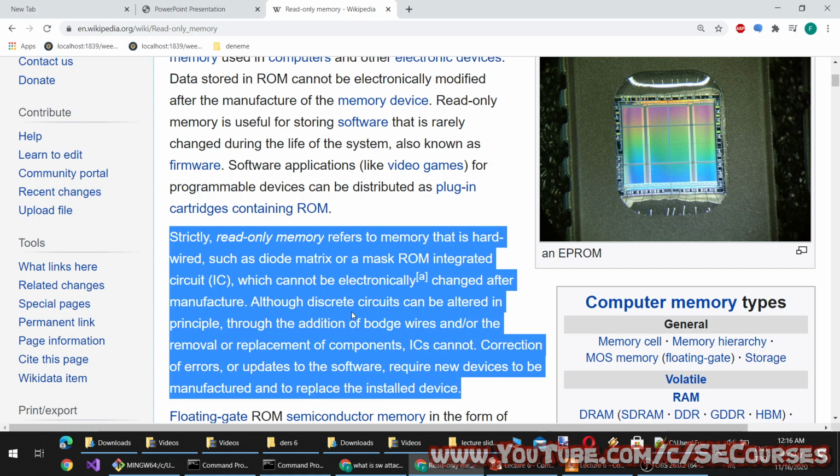Strictly, read-only memory refers to memory that is hardwired, such as a diode matrix or a mask ROM integrated circuit (IC), which cannot be electronically changed after manufacture. Although discrete circuits can be altered in principle through the addition of bodge wires and/or the removal or replacement of components, ICs cannot. Correction of errors, or updates to the software, require new devices to be manufactured and to replace the installed device. Okay.